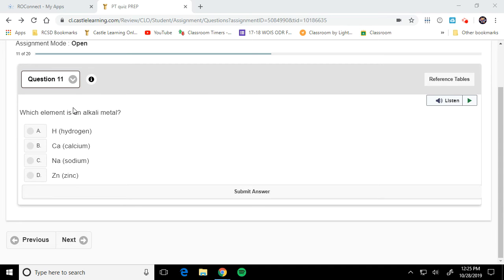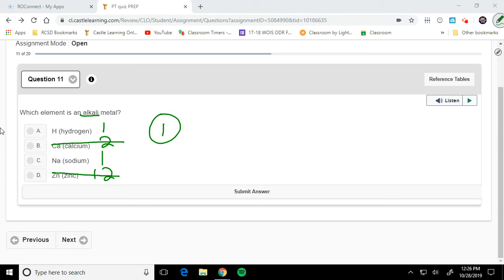I know it was part of a POGIL or part of one of the practices. Which element is an alkali metal? Alkali, one word, group 1. So we just look them up. Hydrogen is in group 1. Calcium is in group 2. Sodium is in group 1. Zinc is in group 12. So calcium is out, zinc is out.